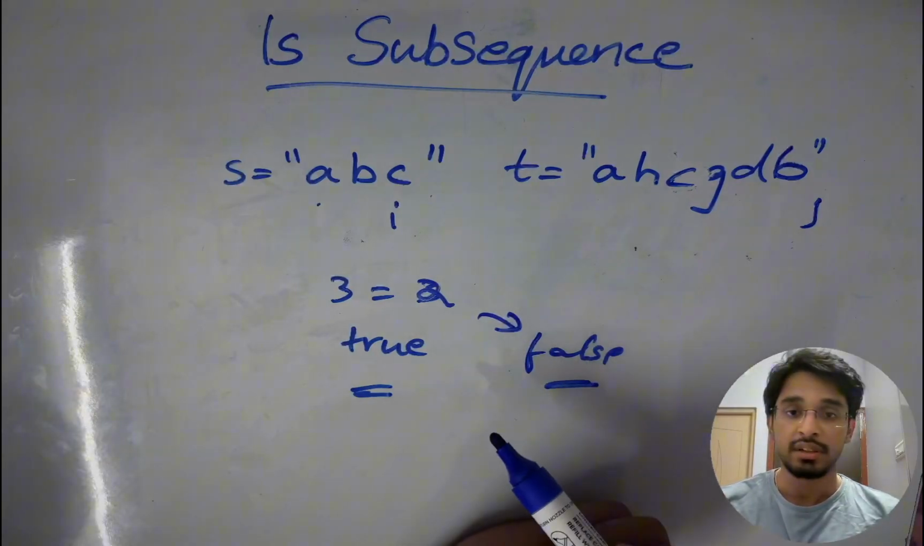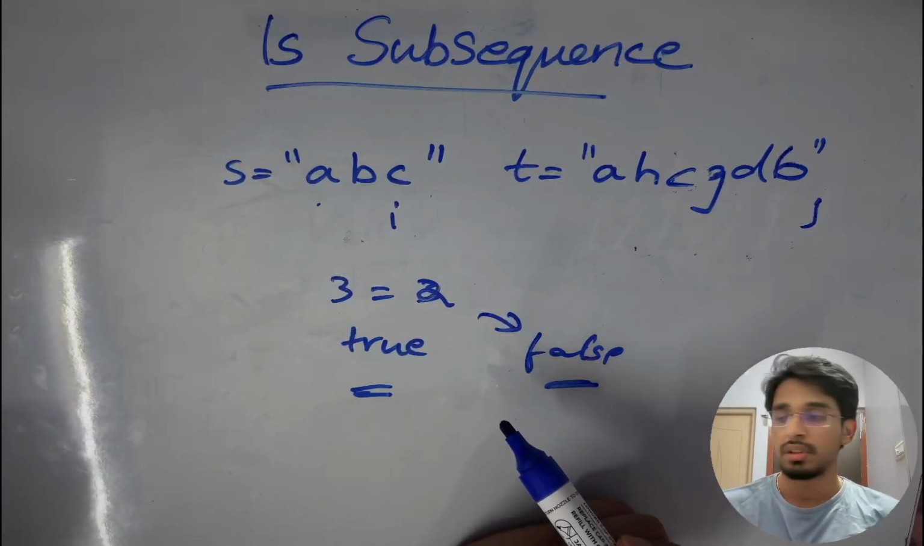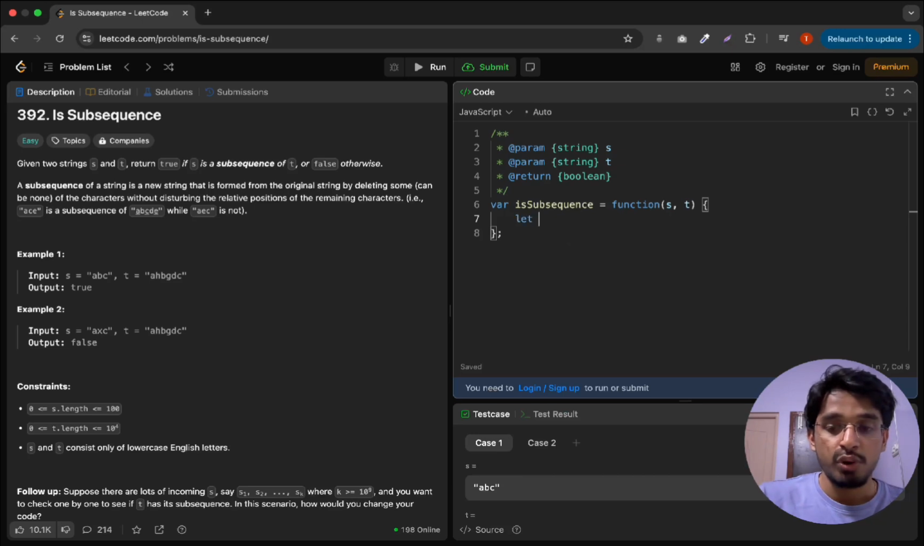So I hope you get the logic and how to solve this problem, that is subsequence. Let us see how we can solve this by code. Let's initialize the two pointers. Let's say i equals 0 and j equals 0. We can just declare them within one line using the let statement, if you want to declare many values and initialize them.